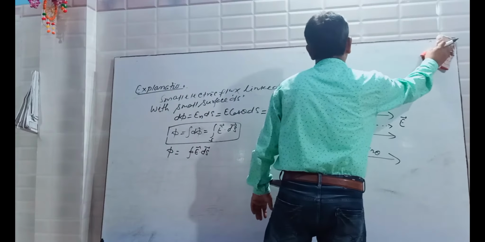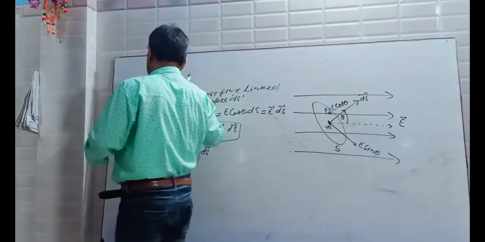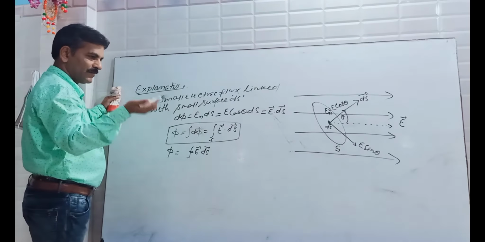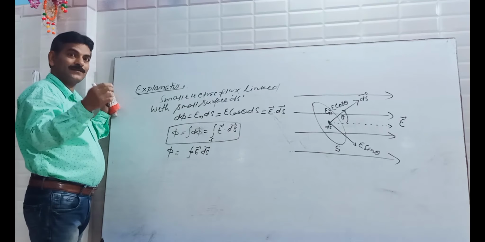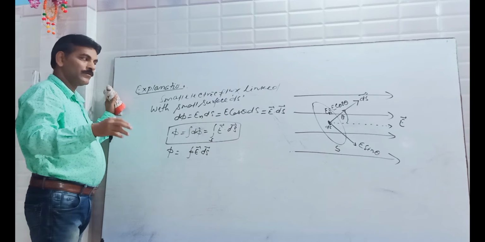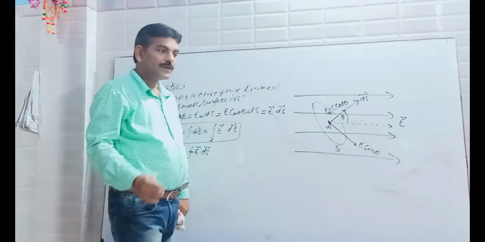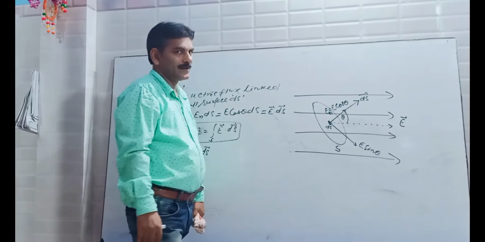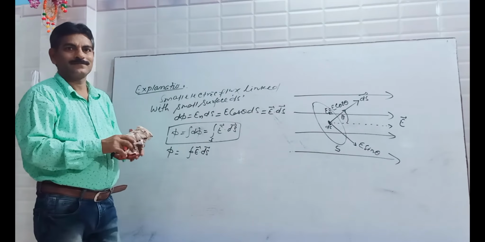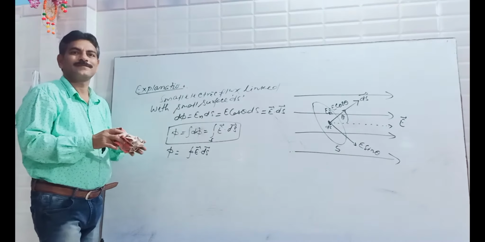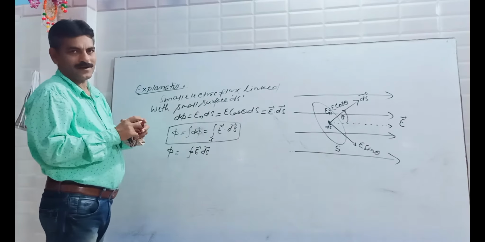And this is a very important topic actually, because electric flux is there. In the magnetic field chapter, magnetic flux is there. So about one-third or one-fourth of the topics from electric field and magnetic field are linked with electric flux and magnetic flux. So this chapter is very important.